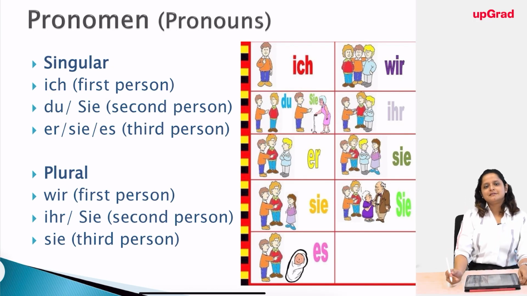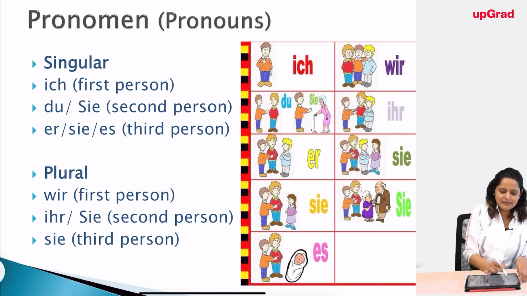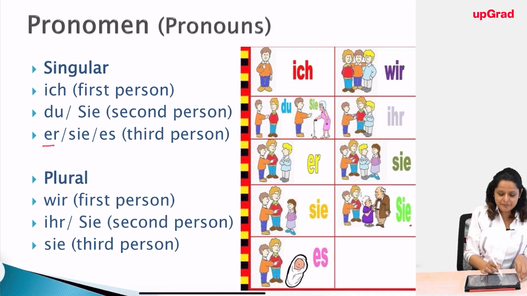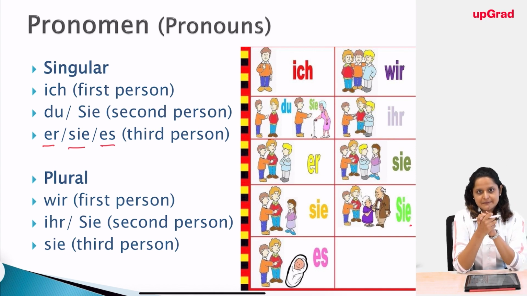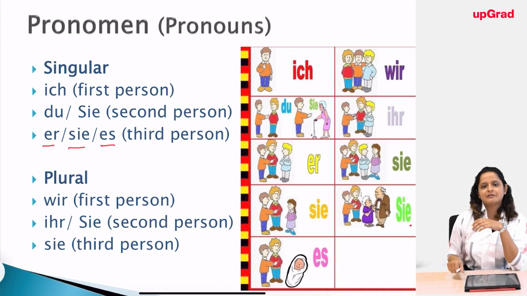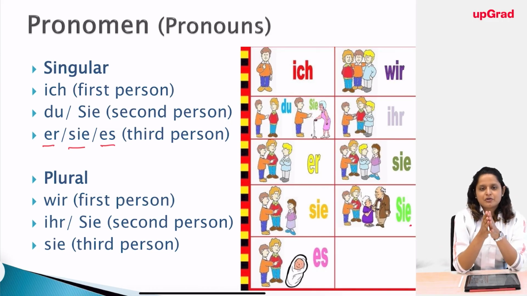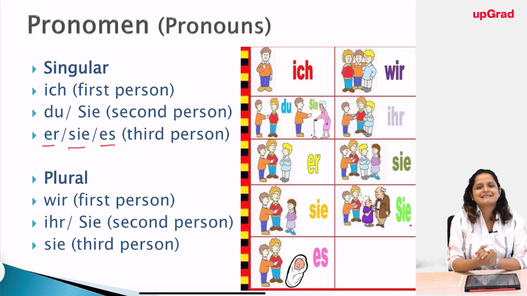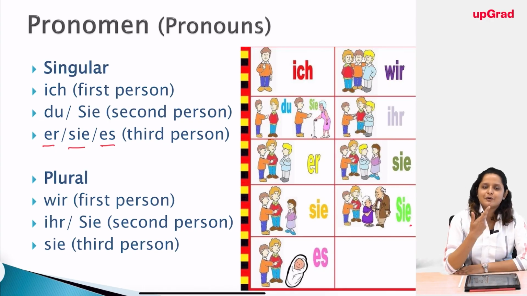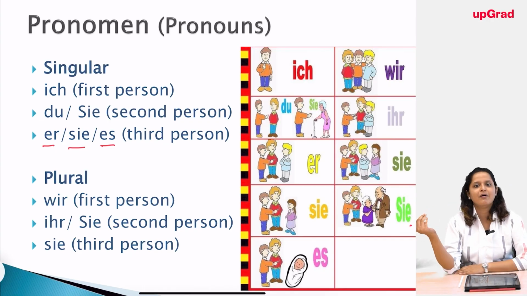After the second person, we now move on to the third person. Your third person can be er, which is masculine, sie, which is feminine, and es, which is neutral. When we talk about a third person, the conversation is usually indirect. This means I am never really talking to the third person. Let's say I am having a conversation with my second person. My third person is usually not in the picture. We happen to discuss this third person. When we say third person, it could mean a person or a thing.